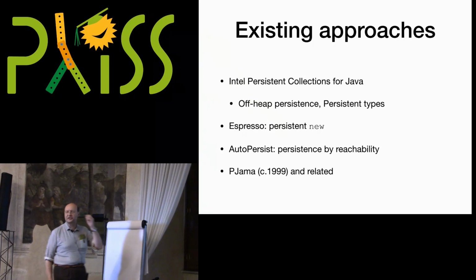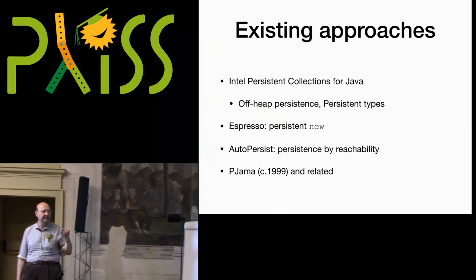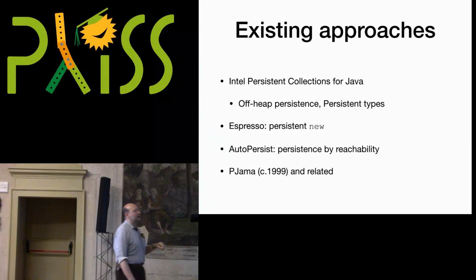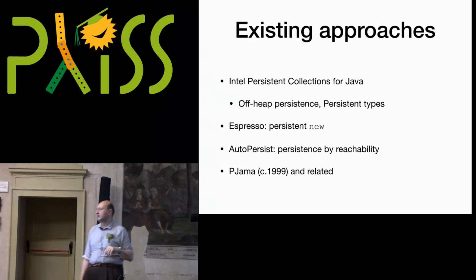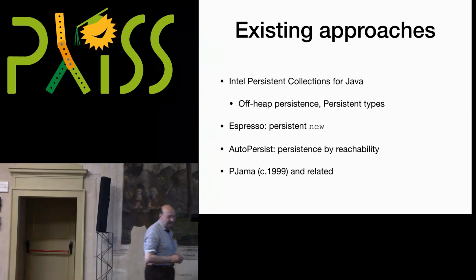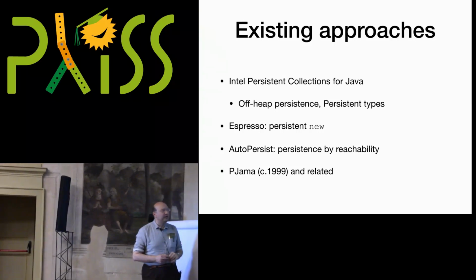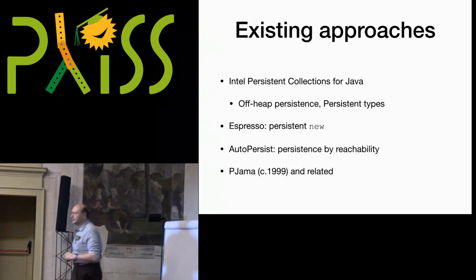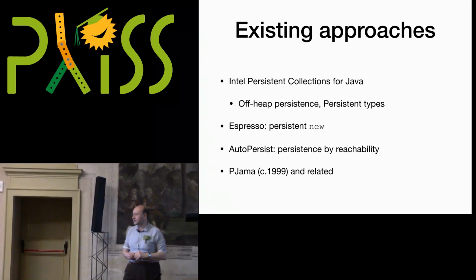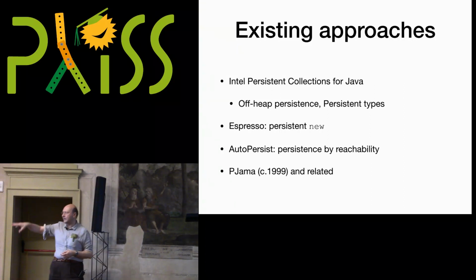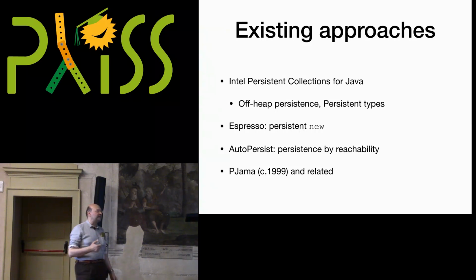There are some existing approaches in the literature which I've considered, and I'll tell you why I've rejected these. Intel, along with its release of Optane, has released a library called Persistent Collections for Java that you can get from their GitHub. This library works on all VMs. It's not a new VM, it's a standard VM which connects to persistent memory through JNI. And so the persistent data are actually not in the Java heap at all. They're actually off in the C heap that underlies this system.